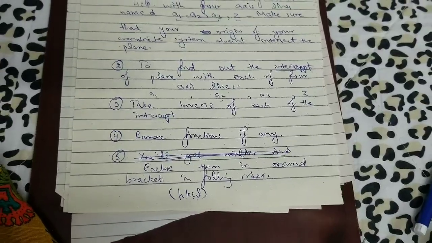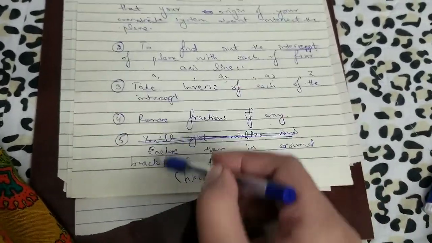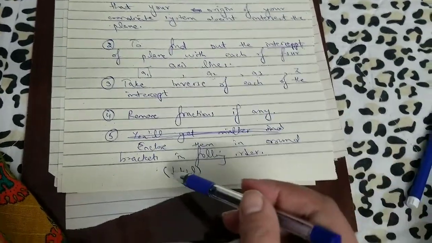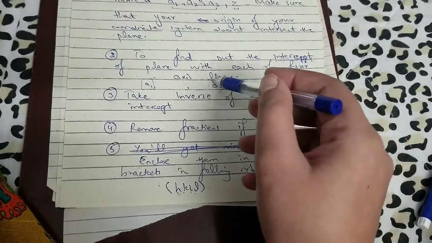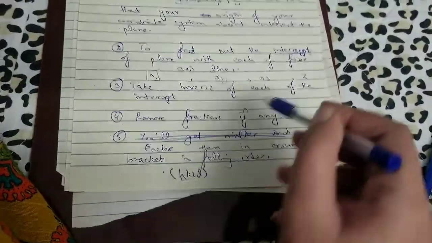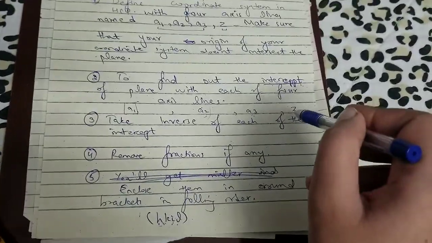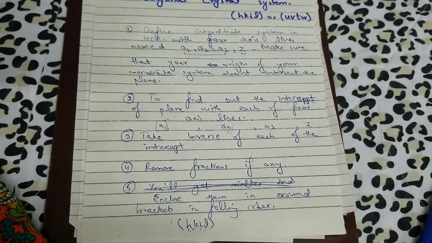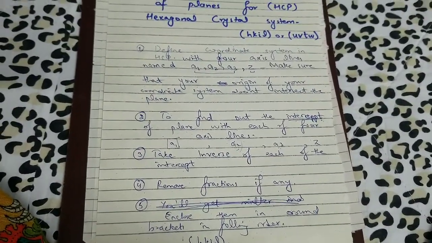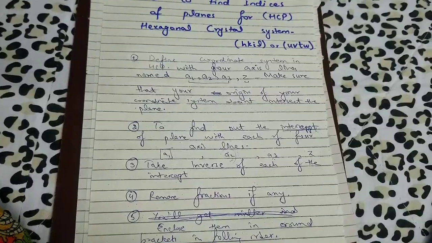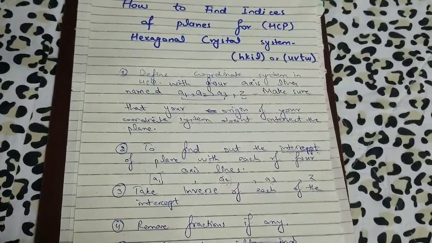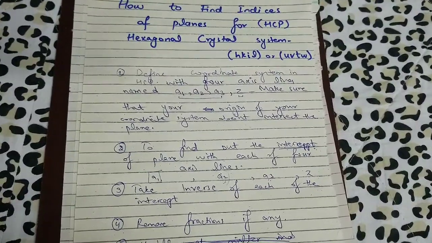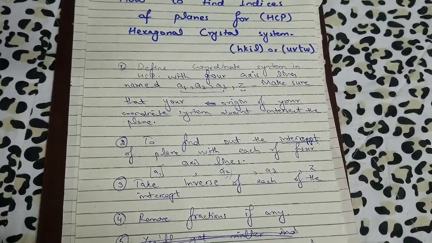The number that you will get after these steps corresponding to the A1 intercept will give you H, corresponding to A2 will give you K, corresponding to A3 will give you I, and corresponding to Z will give you L. Now, the most important step, the most determining step that will determine the indices of the plane, is finding out the intercept. If you have found the intercept, then you are good to go.